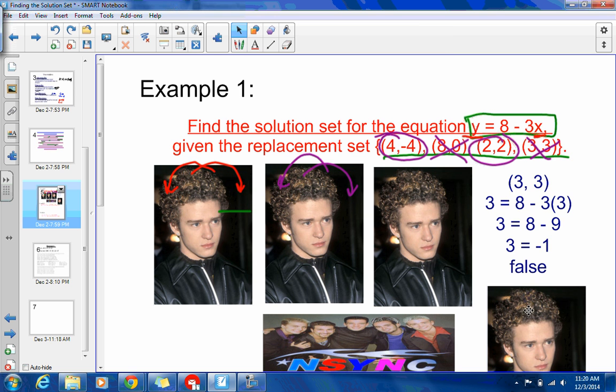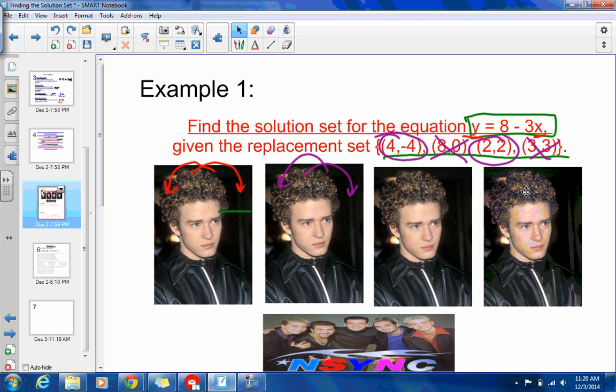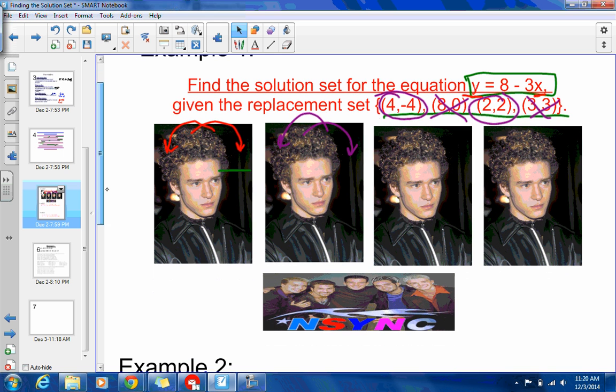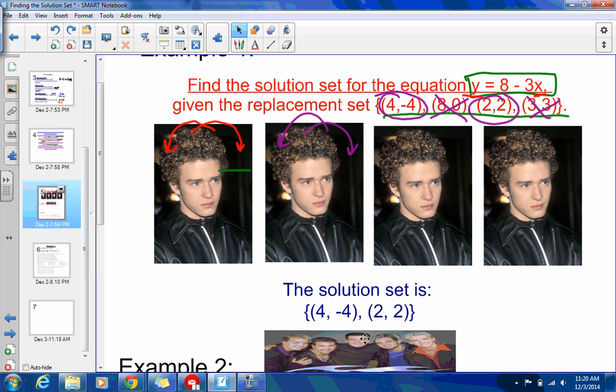Now, really, the hard part is done. All you have to do is take a look at the 2 that were correct, 2 that were true, put them into the fancy brackets to show it's a set, and that's your answer. That's the solution set. Just the 2 that were true. All right? And that is how you do that.